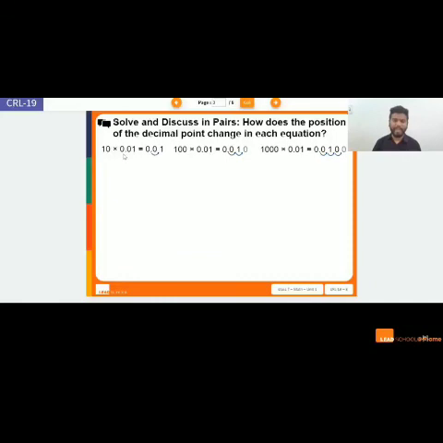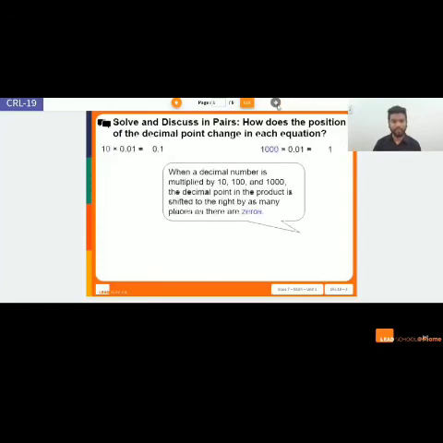Whenever I multiply any given number with 10, 100 and 1000, the number of positions the decimal point is moving is equal to the number of zeros in the number that is being multiplied by. You see, 3 steps here, 3 zeros here, 2 steps here, 2 zeros here, 1 step here, 1 zero here.